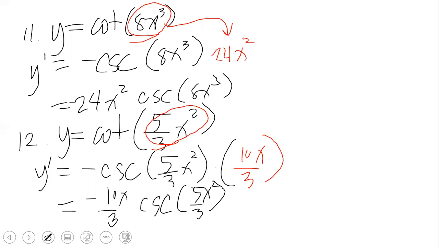So let's have this time exercises. You have to try it on your own. So exercises. So find y prime. You have to find y prime on the following given.